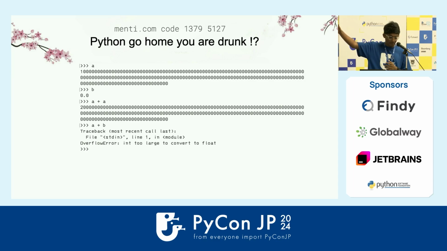And you can see the example. A is a very big number. B is 0.0. When I'm adding A plus A, it shows me the answer. But if I'm adding A plus B, which is a very big number and just 0.0, it shows an overflow error. Can someone tell me why that's the case?